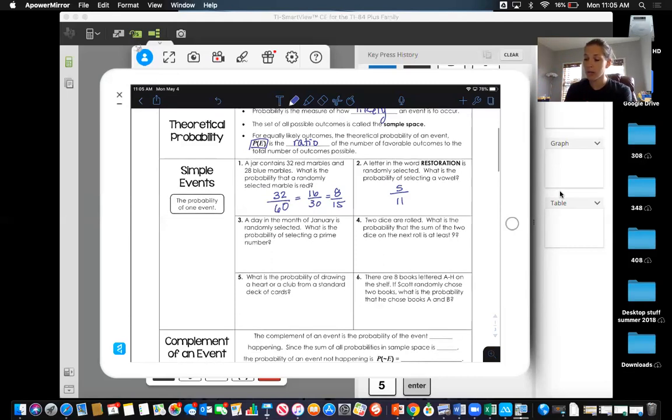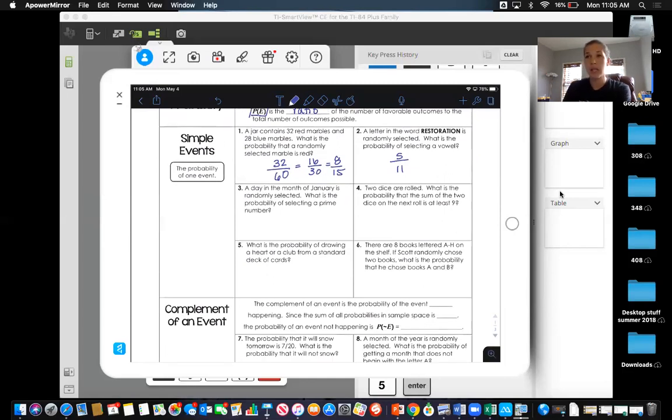Okay, a day in the month of January is randomly selected. What's the probability of selecting a prime number? So here's the crazy part. You need to remember that 2 is prime. I believe 2 is the only even prime number. By definition, a prime number is only divisible by itself and 1. So most of the time we only see odds in there, but 2 is prime. You do need to remember that. So in the month, when you're counting 1 through 31, there are 11 prime numbers, but there are 31 days in the month of January. So what I want over what's possible. And we could continue looking at this.